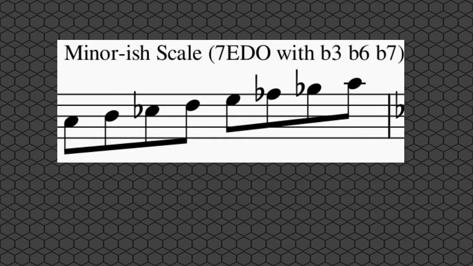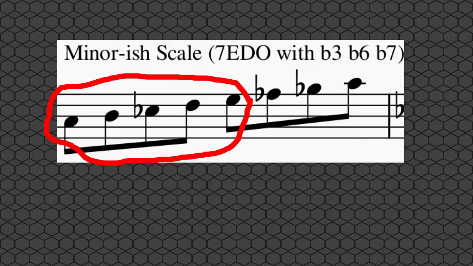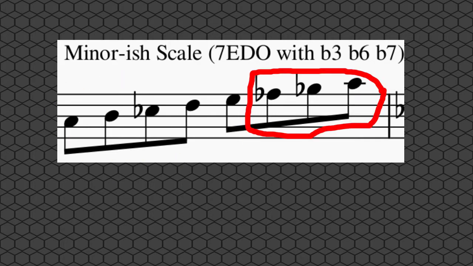The minor-ish scale is kind of like the normal minor scale we know from 12 EDO, 17 EDO, or 19 EDO, but it's a bit different. The first 5 notes sound recognizable enough, but once you go up to the latter section of the scale, things get a little bit weird. The 6th is pretty out of tune from just intonation, and the 7th is actually a sub-major 6th.